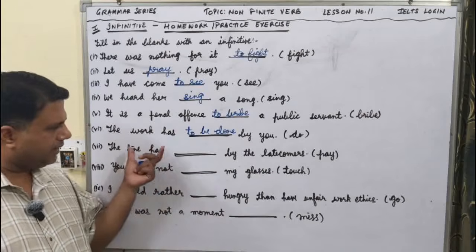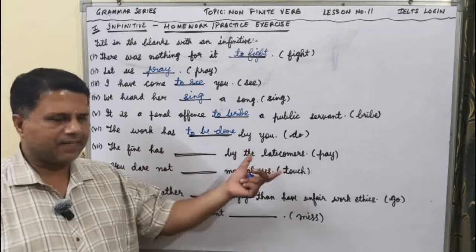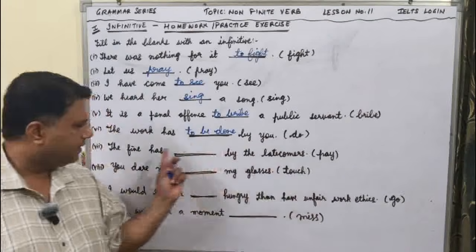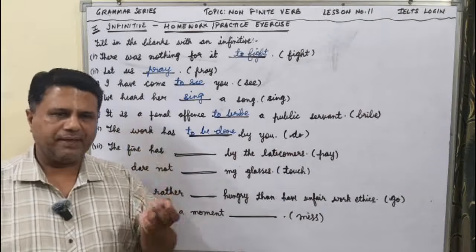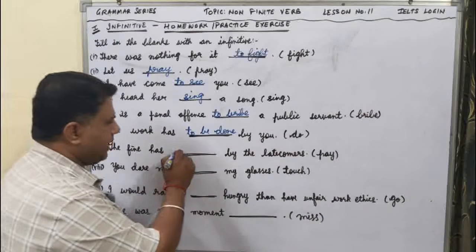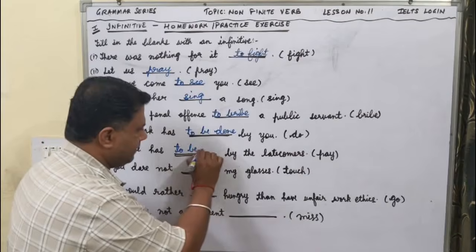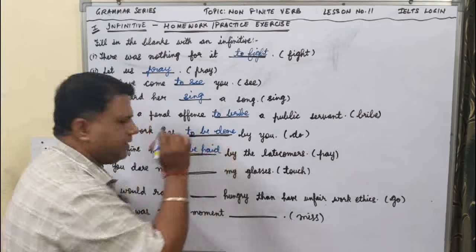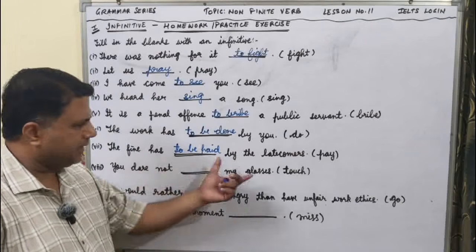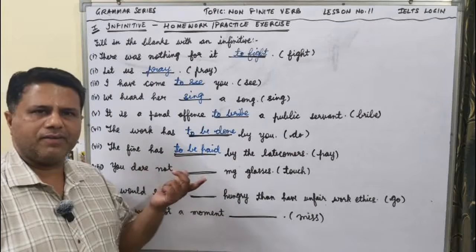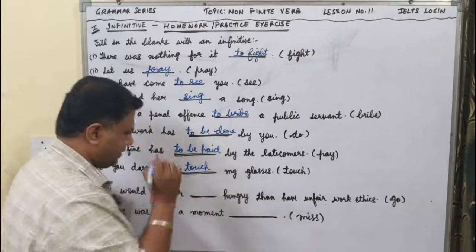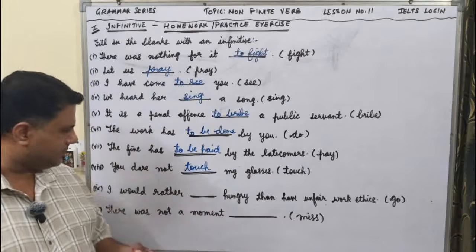Next example, the fine has dash by the latecomers. So by the latecomers, the subject is at the end, the fine, the object, is at the beginning. Obviously again this is a passive sentence. The fine has to be paid. The fine has to be paid by the latecomers. You dare not dash my glasses. After dare we always use bare infinitive. We will fill the word touch. You dare not touch my glasses.